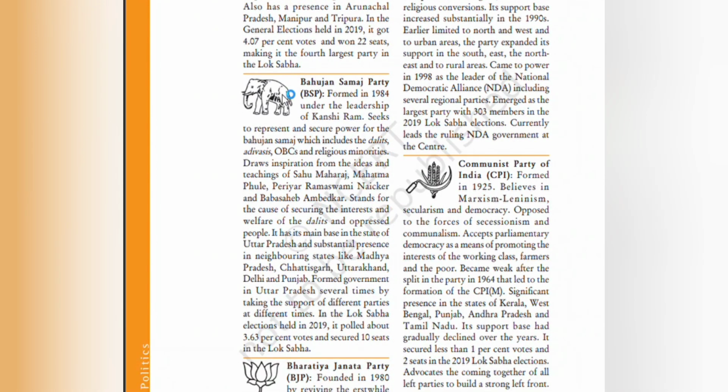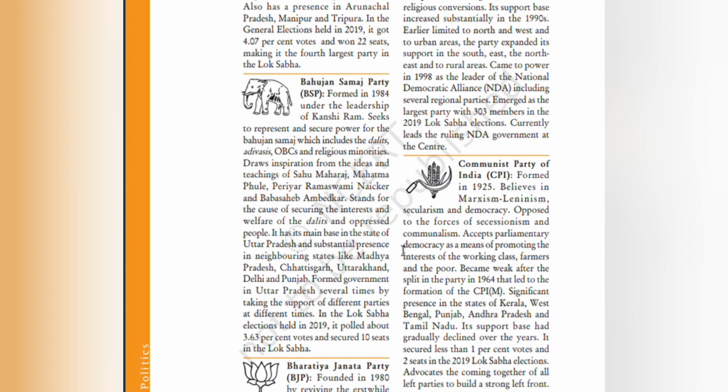party in Lok Sabha. Bahujan Samaj Party (BSP), formed in 1984 under the leadership of Kanshiram, seeks to represent and secure power for the Bahujan Samaj, which includes the Dalits, Adivasis, OBCs, and religious minorities. It draws inspiration from the ideas and teachings of Sahu Maharaj, Mahatma Phule, Periyar Ramaswamy Naicker, and Babasaheb Ambedkar. It stands for the cause of securing the interest and welfare of the Dalits and oppressed people.